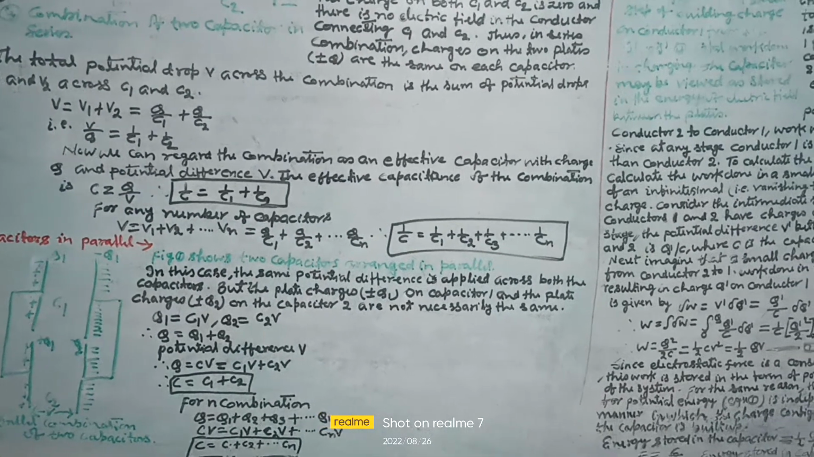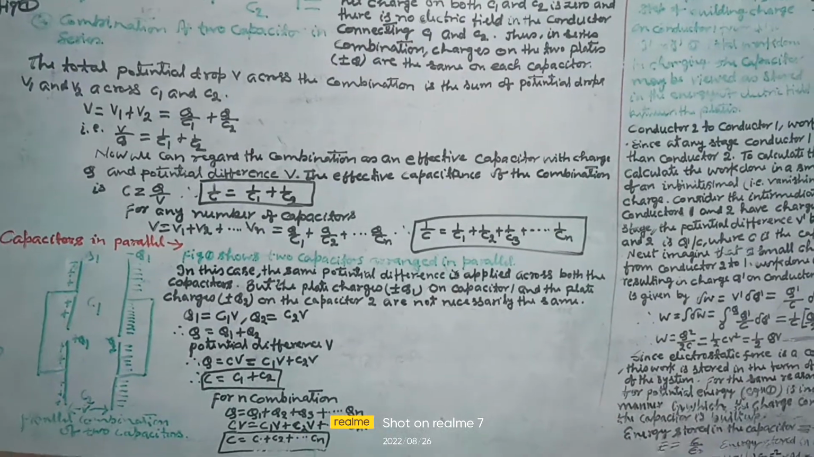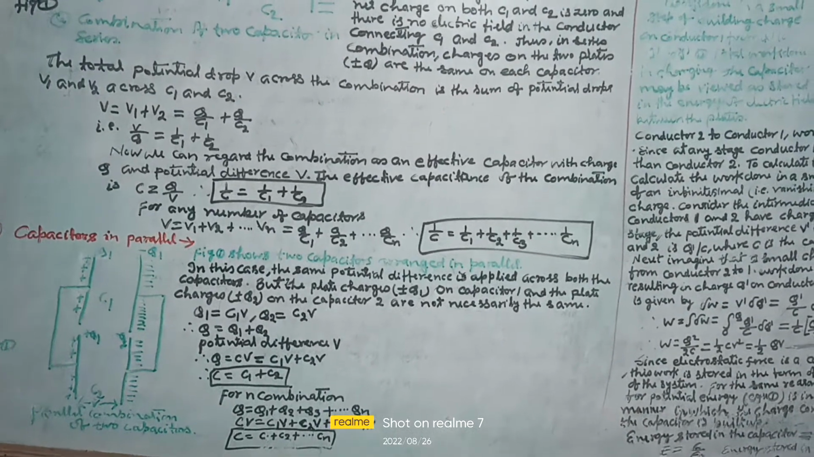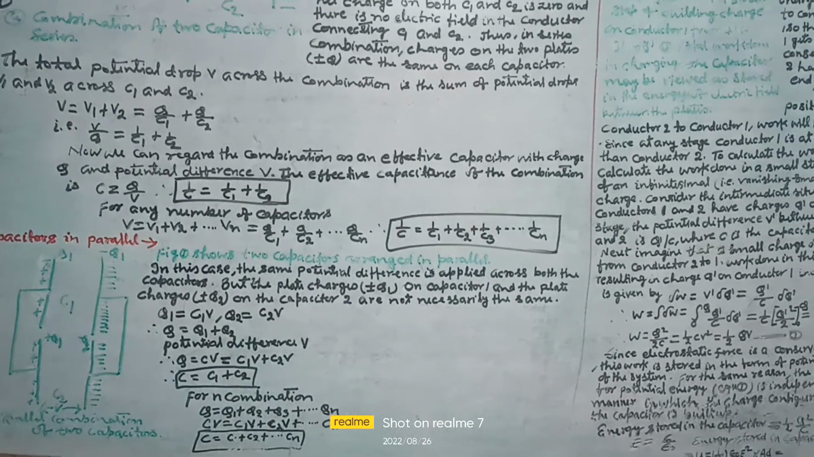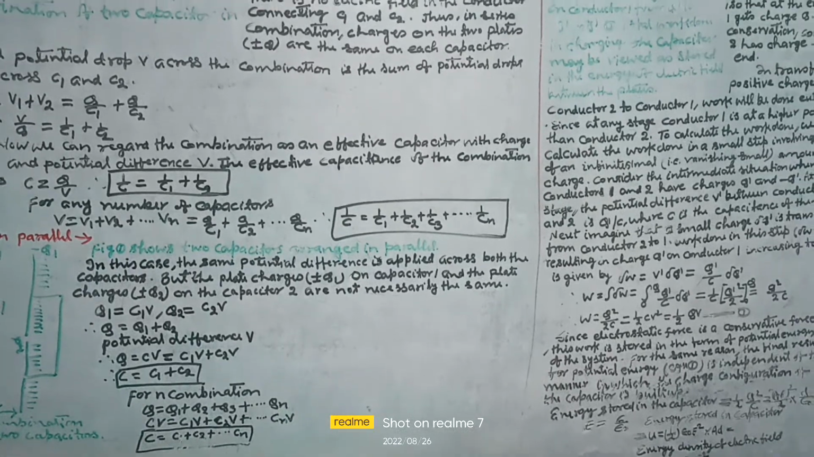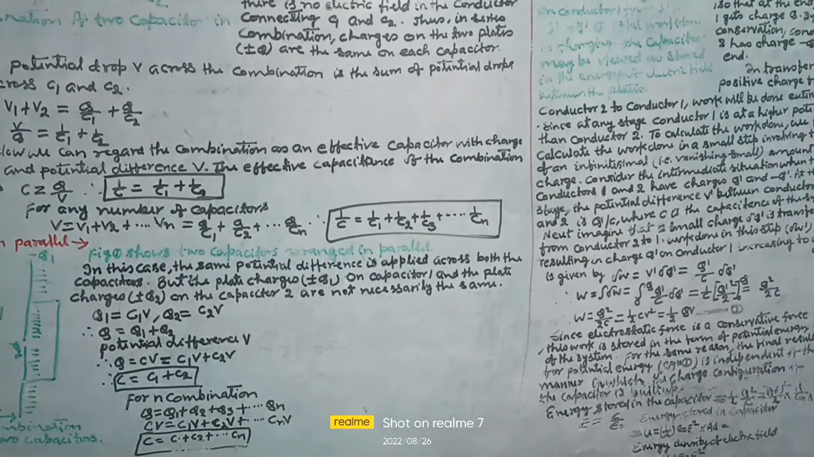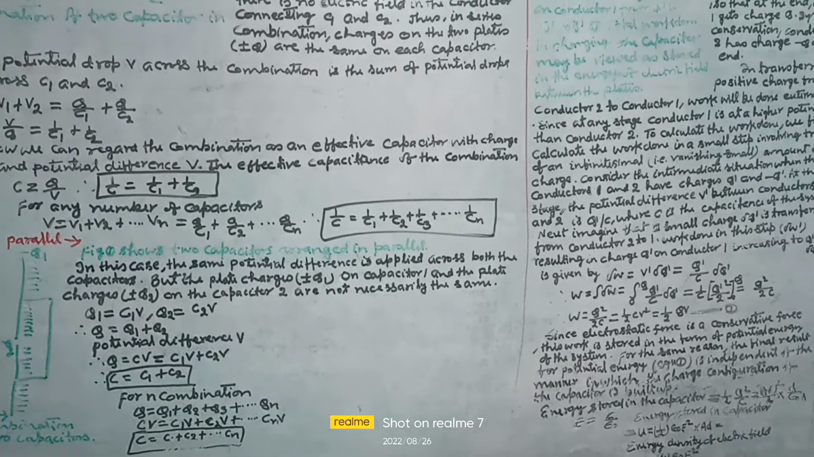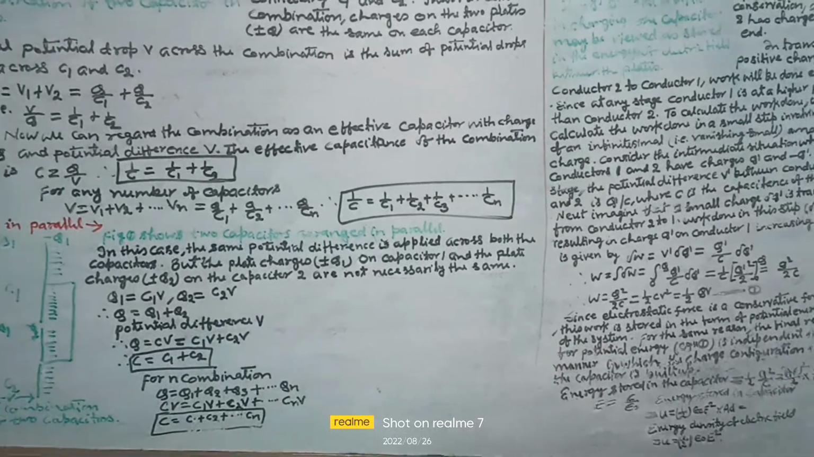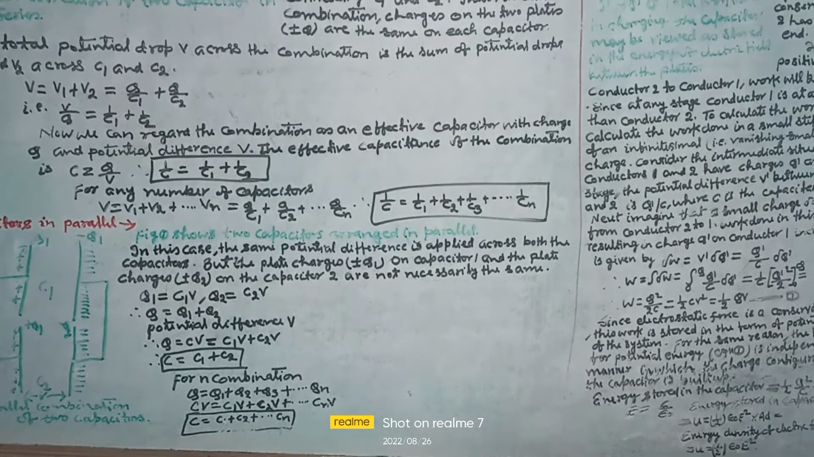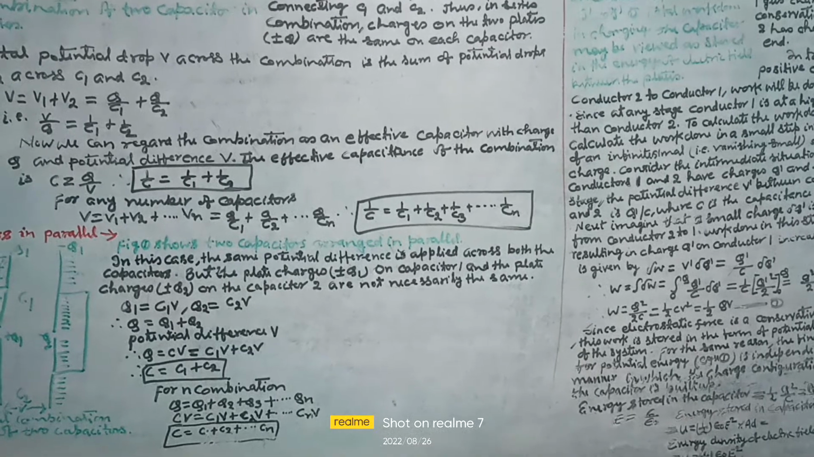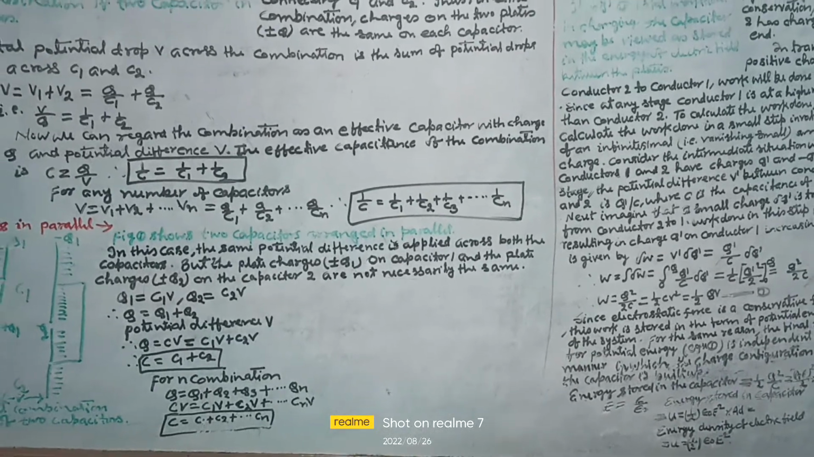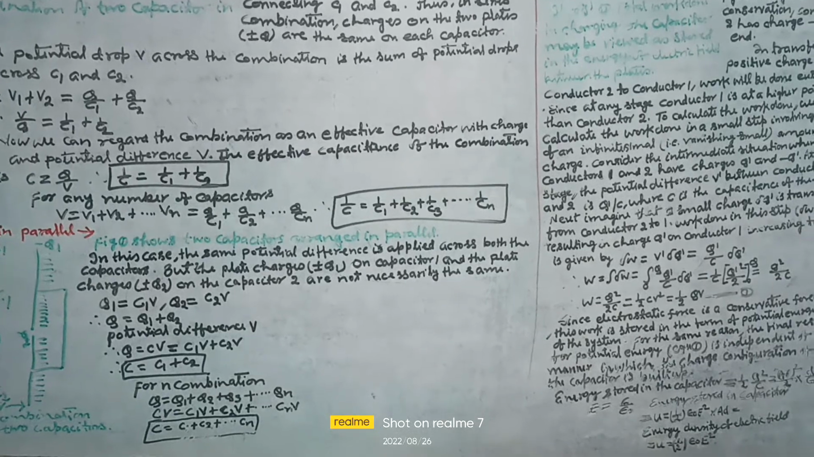Capacitors in parallel. In the parallel combination, as shown in the figure, C1 and C2 are connected in parallel: the positive plates are connected together and the negative plates are connected together. So Q1 = C1V and Q2 = C2V. Therefore Q = Q1 + Q2. Now Q = CV = C1V + C2V. Therefore C = C1 + C2. Similarly, for n capacitors, C = C1 + C2 + ... + Cn.